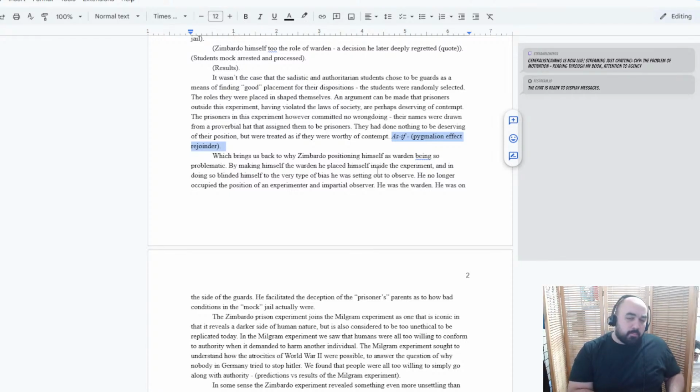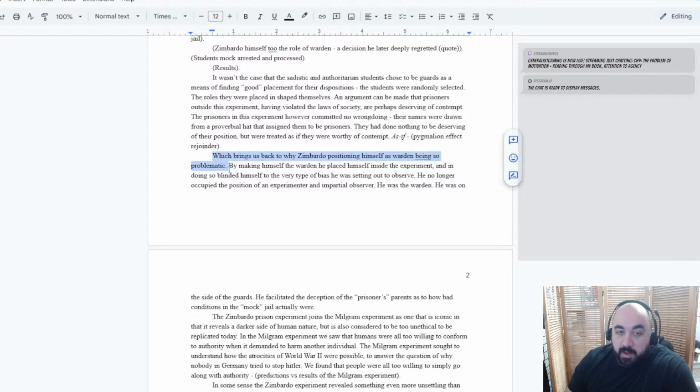Or it will break the prisoners and teach them to act as if they are worthy of contempt, is probably a better way of phrasing that. This brings us back to why Zimbardo positioning himself as the warden is so problematic. By making himself the warden, he placed himself inside the experiment, and in doing so, he blinded himself to the very type of bias he was setting out to observe.